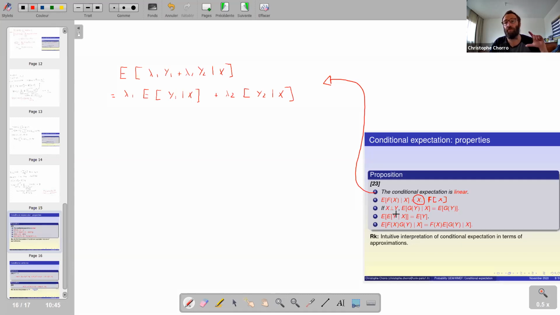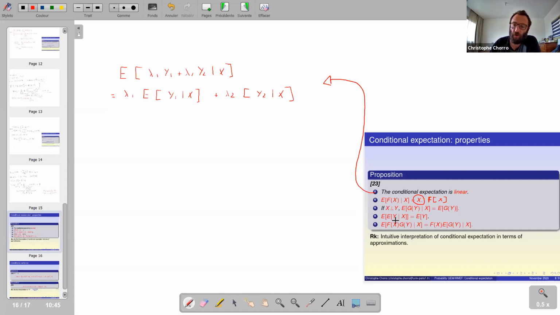So a priori, it is possible to take its expectation. If I take the expectation of the conditional expectation, I just recover the expectation of the random variable Y I have inside. So the expectation of the conditional expectation is equal to the expectation of the random variable Y.